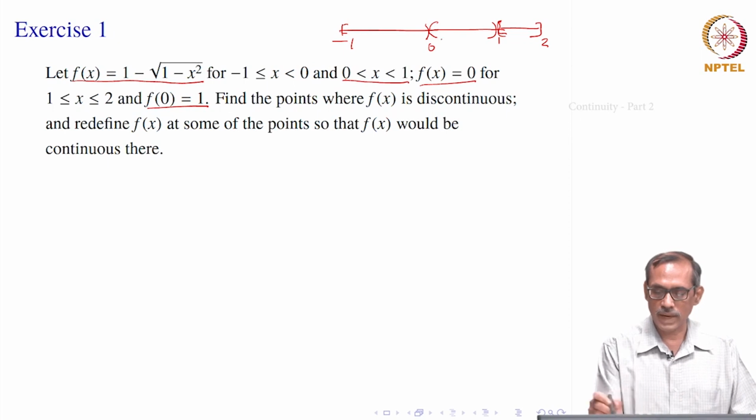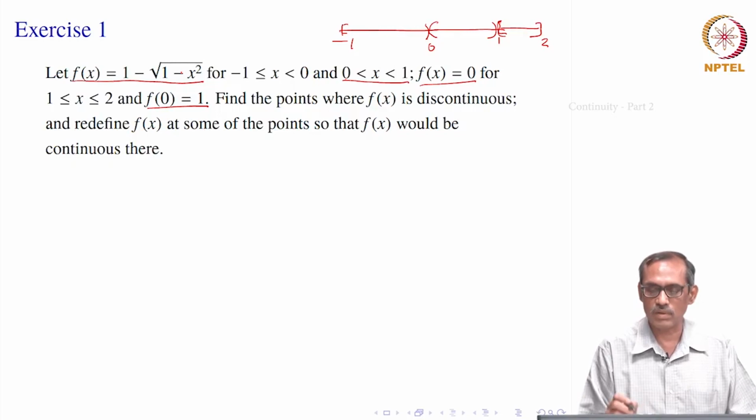So, in the interval minus 1 to 1 except at 0, it is 1 minus square root of 1 minus x square. In the interval 1 to 2, it is the constant 0, and f of 0 is 1. That is how it looks. So, we are asked to find the points where f x is discontinuous, and if possible we redefine at those points to make it continuous, if possible.